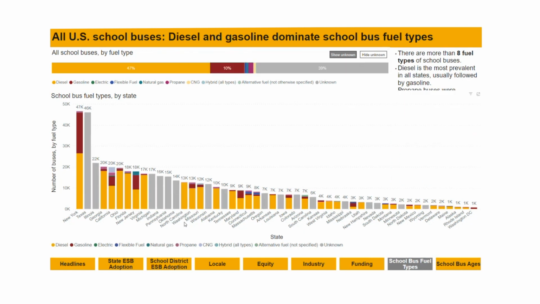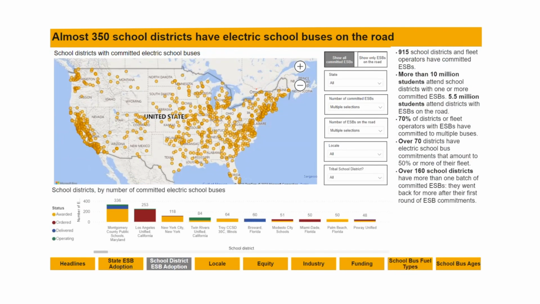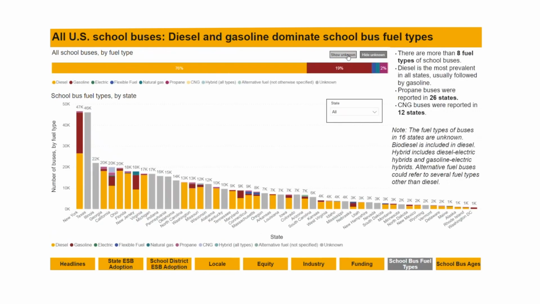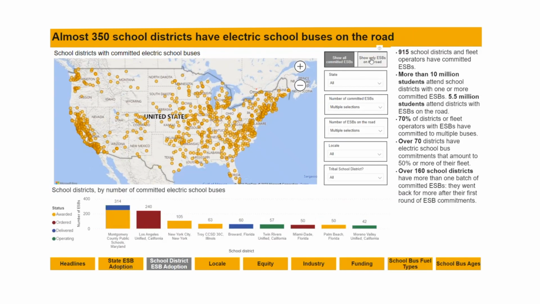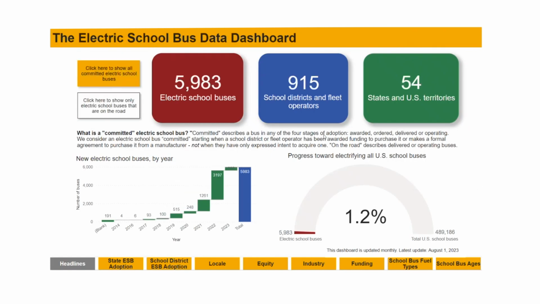Some pages also have buttons. With these buttons, you can toggle between showing and hiding sections for missing or unknown data. Other buttons let you toggle between showing all committed electric school buses or just those that are on the road. Again, committed refers to a bus in any of the 4 stages of adoption: awarded or funded, ordered, delivered, or operating. On the road refers to buses in just the last 2 stages of adoption, delivered or operating.